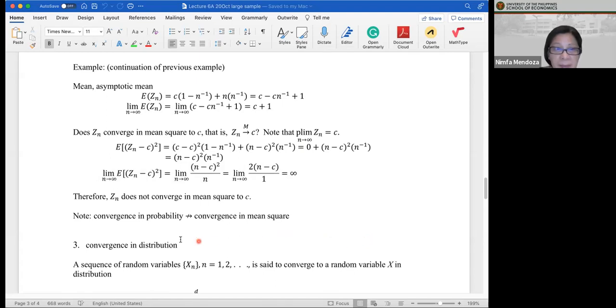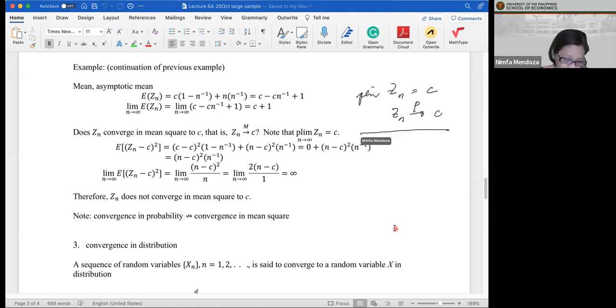Therefore, for this random variable, we have the limit of C sub n is equal to C, so that C sub n converges in probability to C. But then C sub n does not converge in mean square to C.